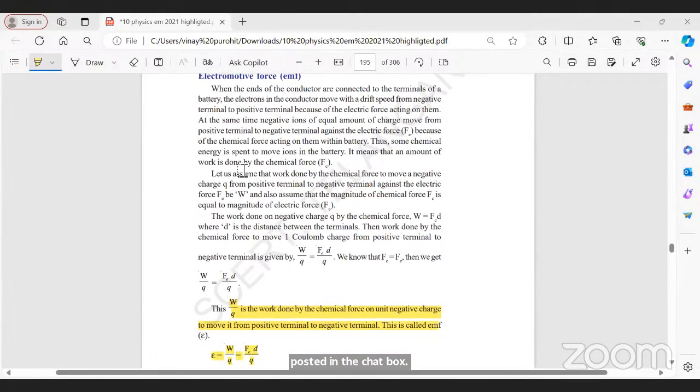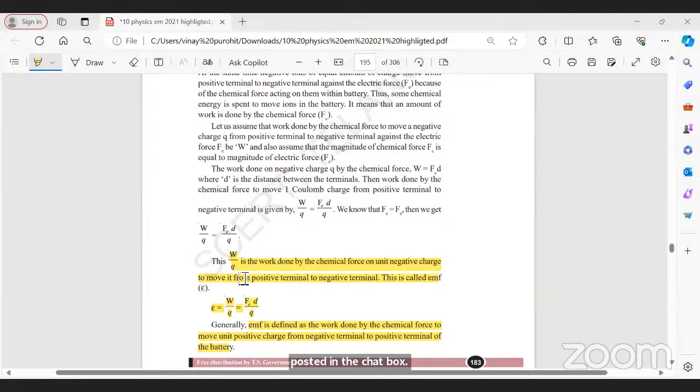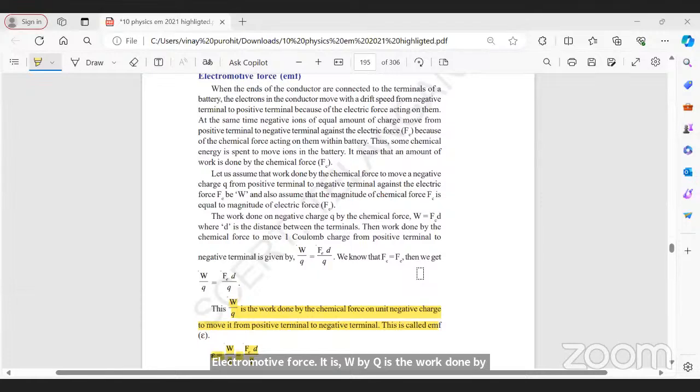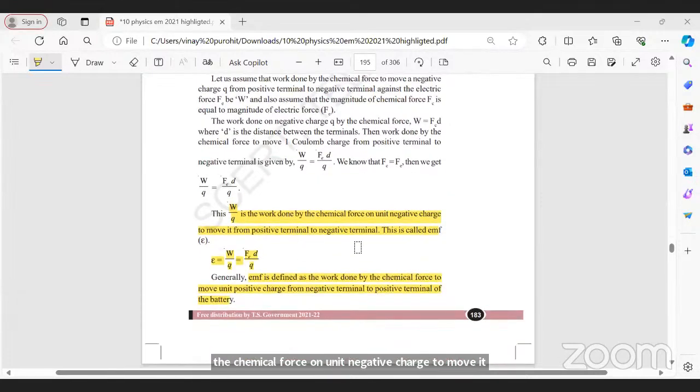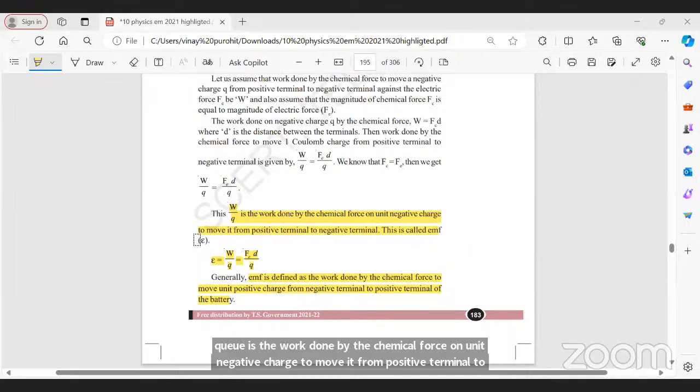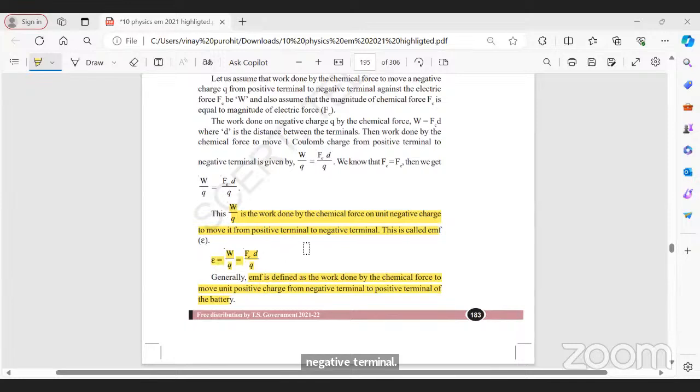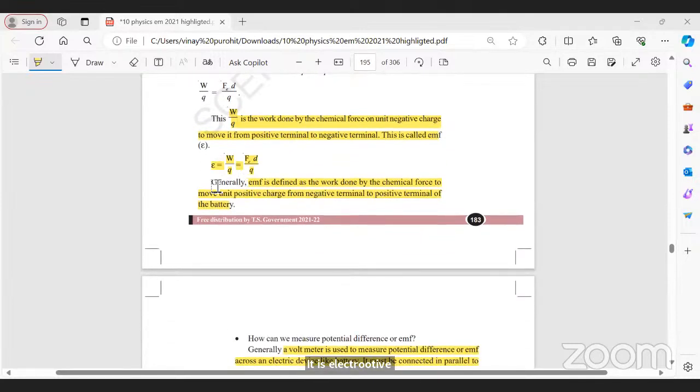Electromotive force. It is W by Q, the work done by the chemical force on unit negative charge to move it from positive terminal to negative terminal. This is called EMF, electromotive force. It is denoted by epsilon. Epsilon is equal to W by Q.